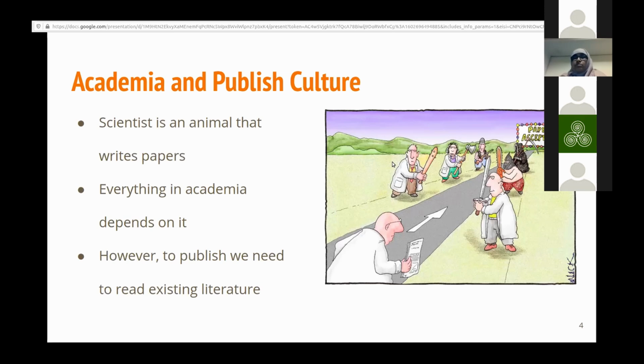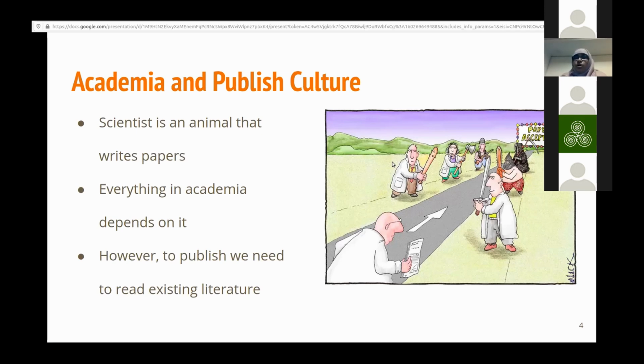You're writing papers, you're reading papers. It's very important. Everything in this area depends on it. So it's like, you want a promotion, okay, you will be judged by your papers. You want to change your job in academia, you'll be judged by your papers.